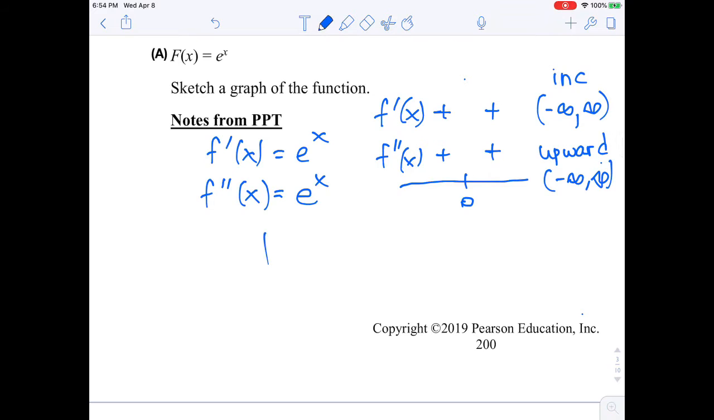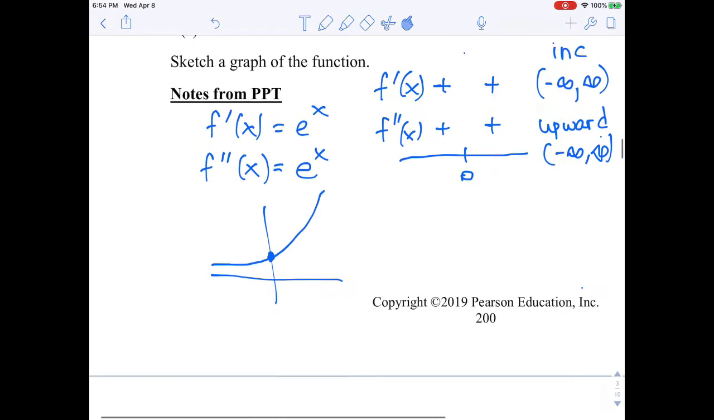Looking at what that graph would look like, it would look like so. It's concave upward for all x, and it's increasing for all x.